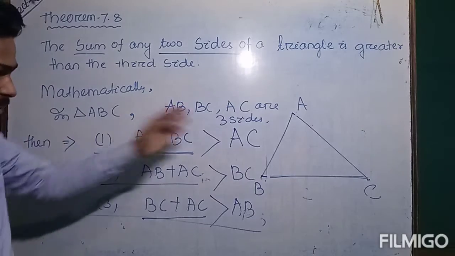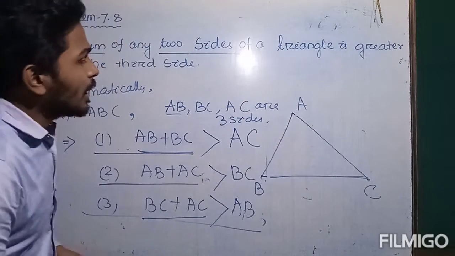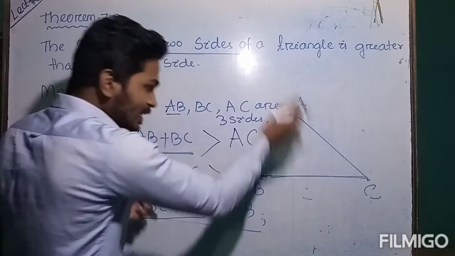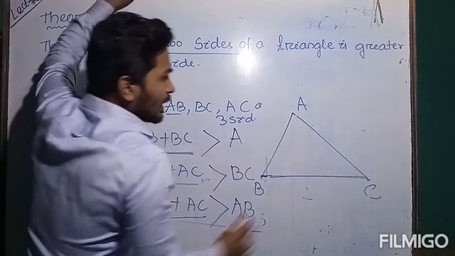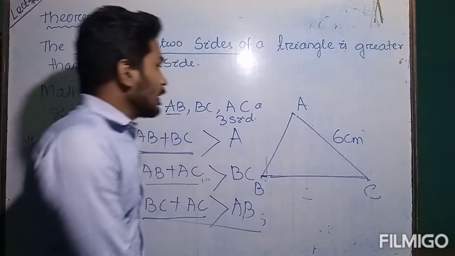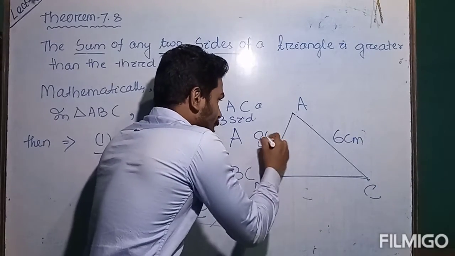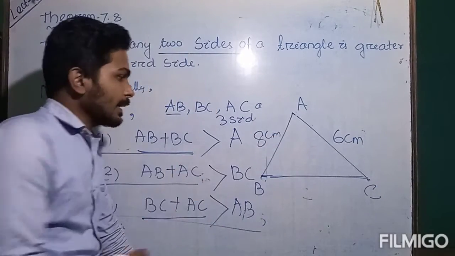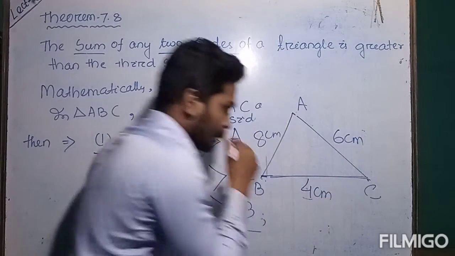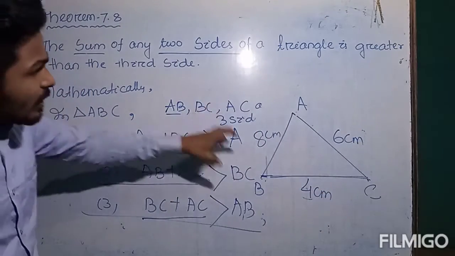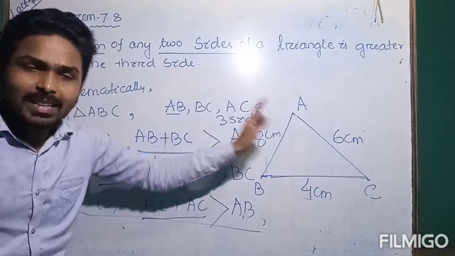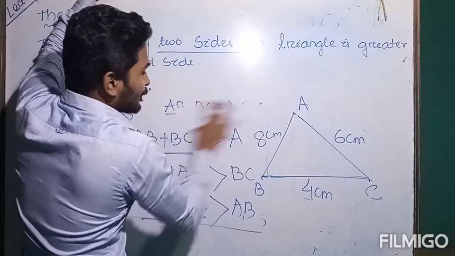Okay. So let us understand it clearly. According to this statement, suppose ABC is a triangle, and in this triangle, let's say this side is 6 centimeter, this side is 8 centimeter, and this side is, let's say, 4 centimeter. Then does this theorem 7.8 hold good for this triangle? Let's verify. How can we verify?